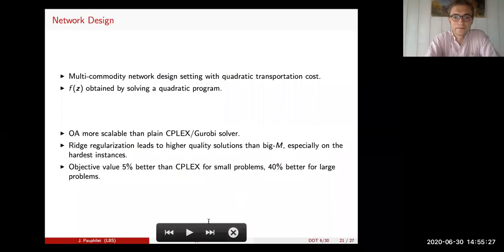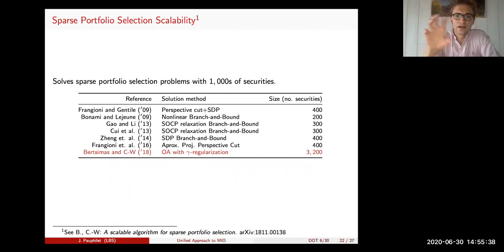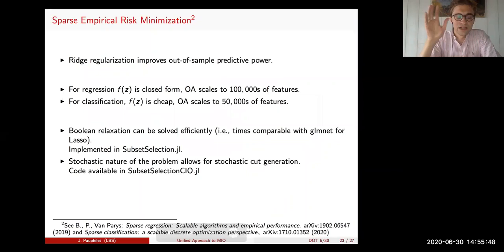We also look, in this paper but also in a dedicated paper, at sparse portfolio instances. And here are just a few of the largest sizes we're able to solve using this technique, again with ridge regularization. We also looked at sparse classification and regression. Here, it's interesting to see that adding ridge regularization is kind of natural, because it's also something that has been done in machine learning to reduce overfitting. And so ridge regularization is actually in this setting maybe more natural than big M as something to try.